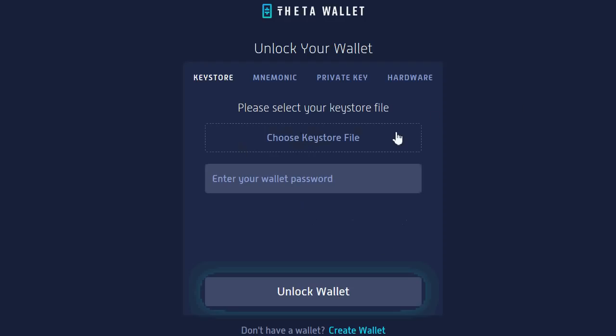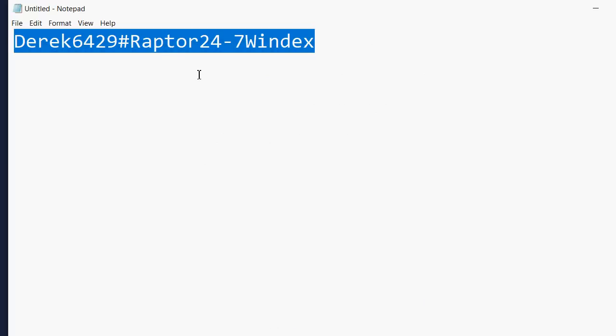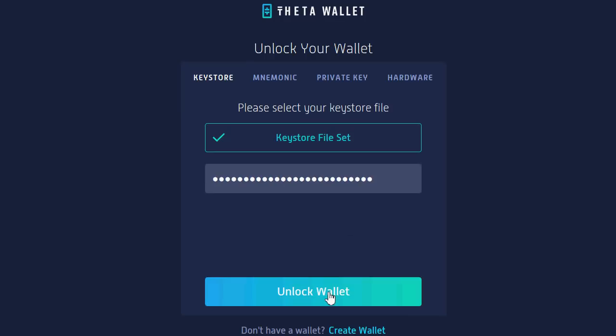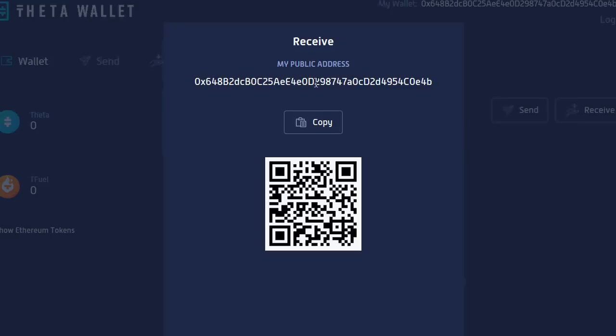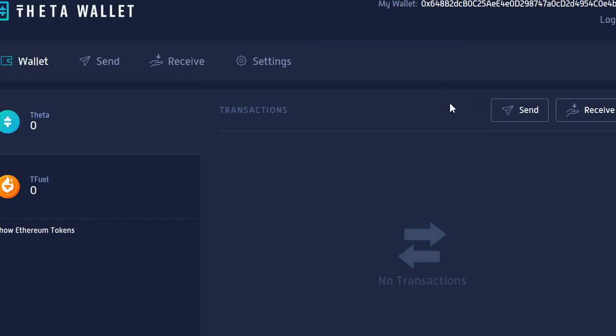So you continue, you're ready, you unlock the wallet, and what you would do is you would push the key store file, and I've put the file in, and now I can take the password, copy it, paste it in there, unlock the wallet. There we have it. I don't have any coins on here, but if I want to receive them, there's my public address, and it's good to go. And that is how you would set up a Theta wallet.